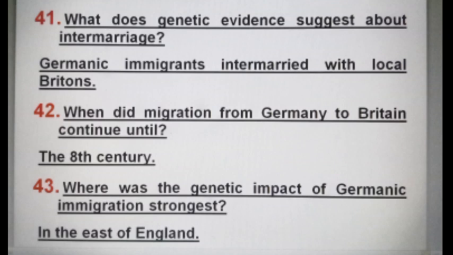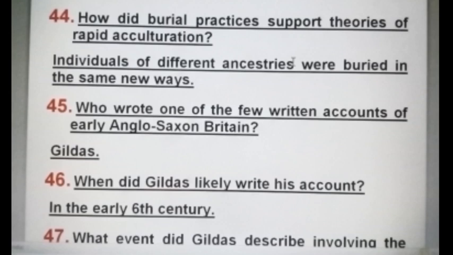When did migration from Germany to Britain continue until the 18th century? Where was the genetic impact of Germanic immigration strongest? In the east of England. How did burial practices support theories of rapid acculturation? Individuals of different ancestries were buried in the same new ways.